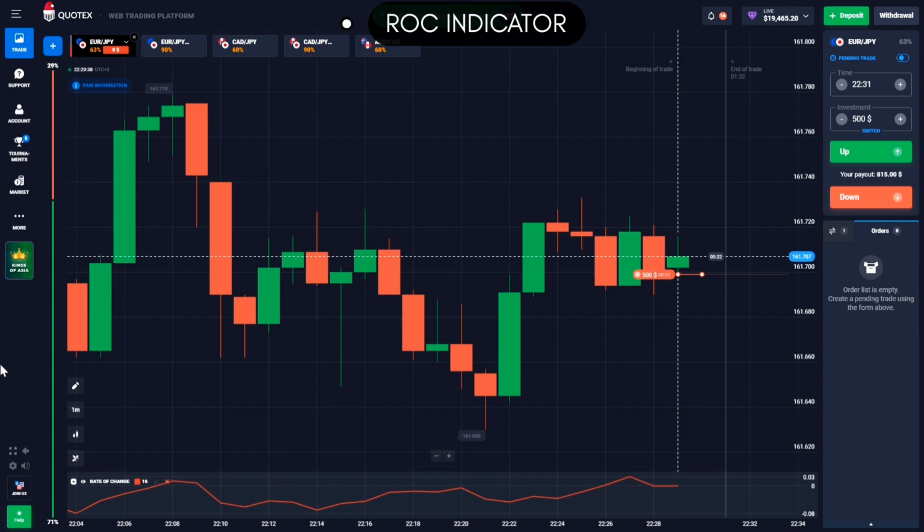Divergence. When the ROC indicator diverges from the asset's price, it can be a sign of a potential reversal. Number 3. Tips and tricks.